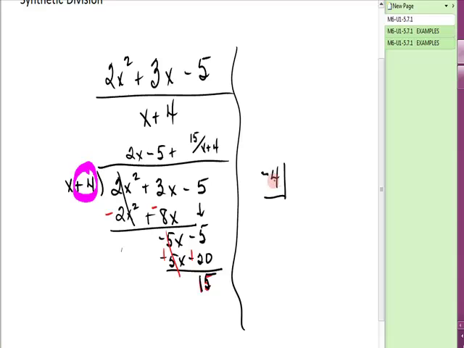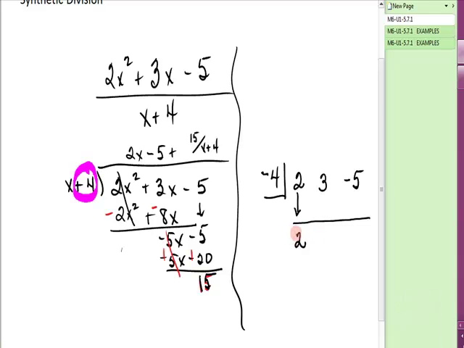Inside here, because I left out the x here, I'm going to leave out the x's here. I'm just going to put the 2, a little space, the 3, a little space, the negative 5. I'm going to leave a space and draw a line. It's called synthetic, which means artificial. All right, I am always going to grab this number and bring it straight down here. By the way, this is where my answer is going to be.